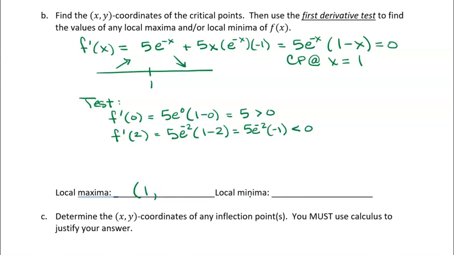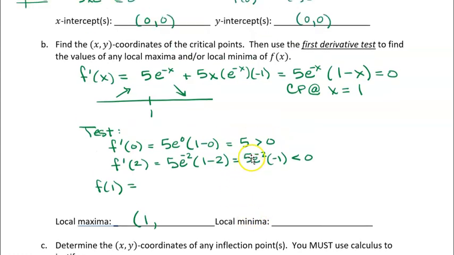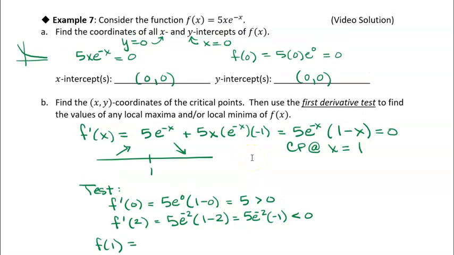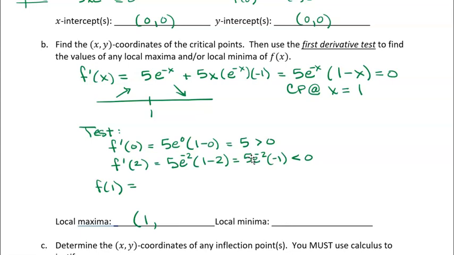y-coordinate as well. And so we need to go back up to the original function and find f of 1, right? We need to find f of 1 in order to find the y-coordinate that goes with this local maximum. We don't want to put it back in the derivative. We want to put it into the original function. So we're going to get 5 times 1, which is 5, and then e to the minus 1, which is 1 over e. So we essentially get 5 over e. If I want the exact answer, that's the exact answer.